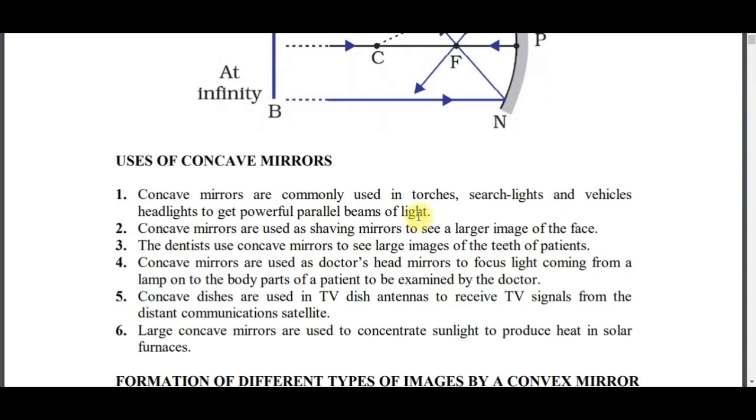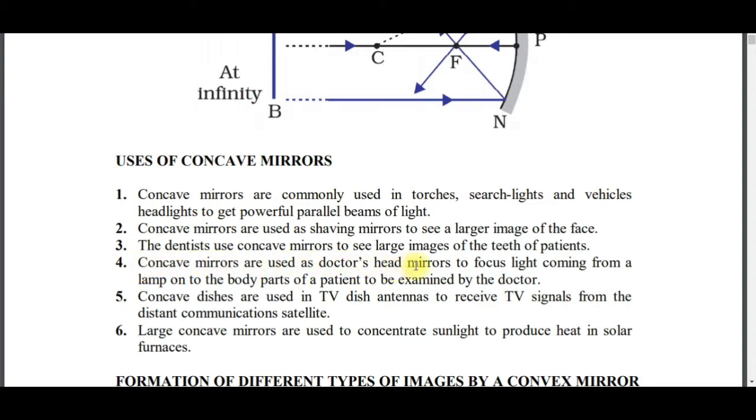Okay, so concave mirrors are used as shaving mirrors to see a large image of a face. Shaving mirrors, they are small round mirrors. In that, if you see circular mirrors, the image which you see is a bit enlarged. Okay, so that you can see where your blade is going and how it is cutting. The next, dentists use concave mirrors to see large images of teeth of patients. They have these small round mirrors which are attached to a metal stick, and they put it in your mouth and see how the back of your teeth is. So it will form an enlarged image.